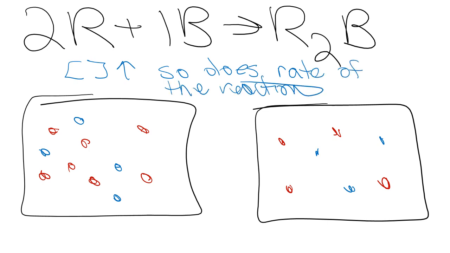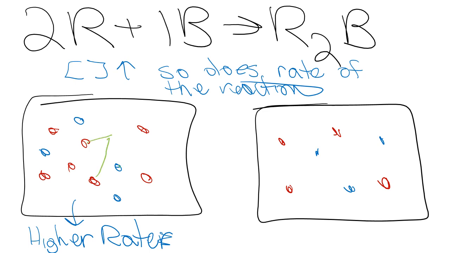And think about that logically. So this is going to have a higher rate, meaning the reaction is going to happen quicker. If 2 red have to bump into 1 blue for the reaction to occur, the more red and blue you have in there, the faster the reaction is going to take place.